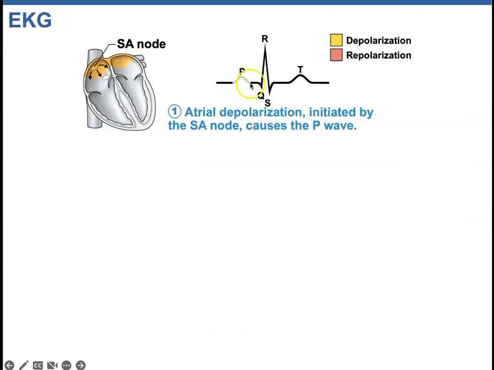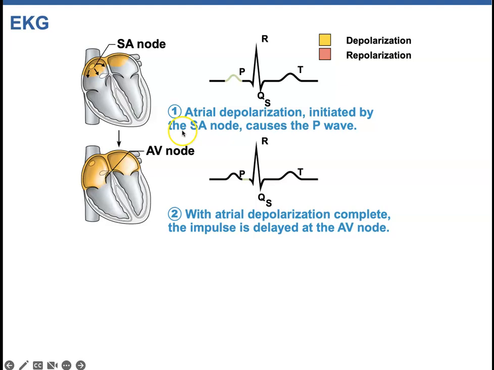So P wave, atrial depolarization, and it was initiated by the SA node. Then you're going to have the signal passing through the AV node. So your atria depolarized, you have your atrial systole happening, and the signal is slowing down through that AV node to top off those ventricles.